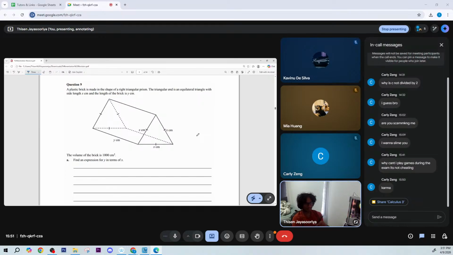How can I do this? So the plastic brick is made in the shape of a right triangular prism. The triangular end is an equilateral triangle with side lengths x centimeters, and the length of the brick is y. The volume of the brick is 1,000 cubic centimeters. Find an expression of y in terms of x.